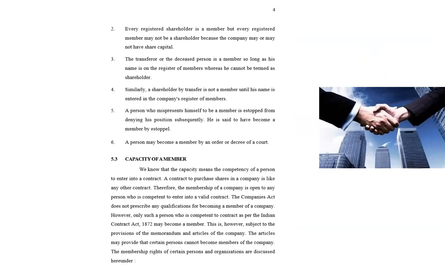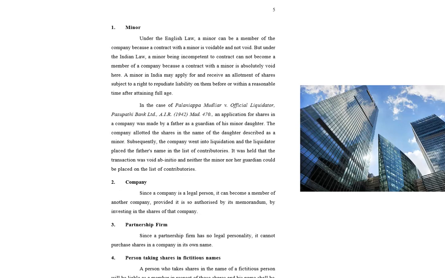A member's capacity: how does he become a member? And we discussed earlier also, right? So he has more power than a shareholder. Minor: a minor can be a member of the company because a contract with a minor is voidable and not void. But under Indian law, a minor, being incompetent to contract, cannot become a member of the company because a contract with a minor is absolutely void here in our country, right? So a minor cannot be a member of the company.